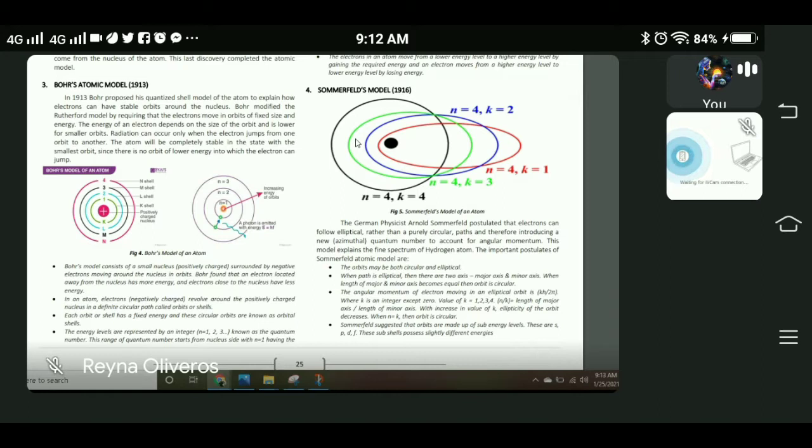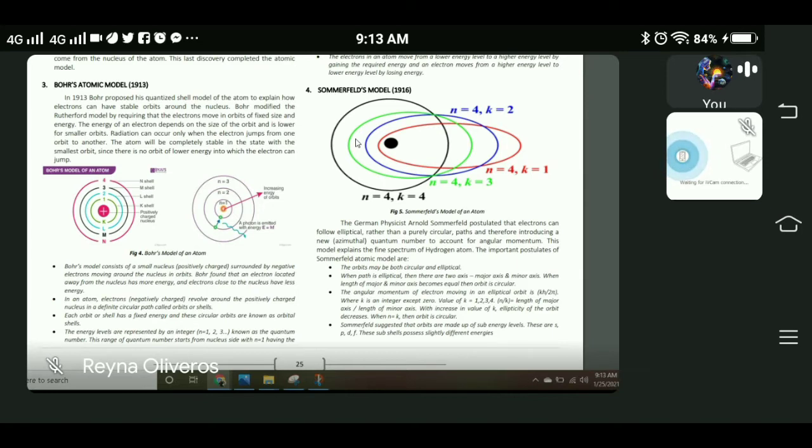The angular momentum of an electron moving in an elliptical orbit is related to the minor axis. Its value is given by K. What is this K that we call it? The ellipticity of the orbit decreases, and when n equals K, then the orbit is circular.